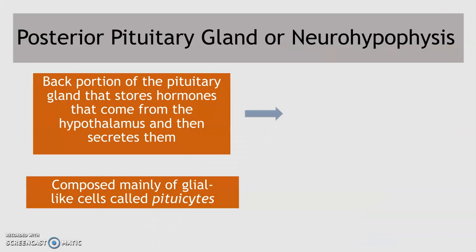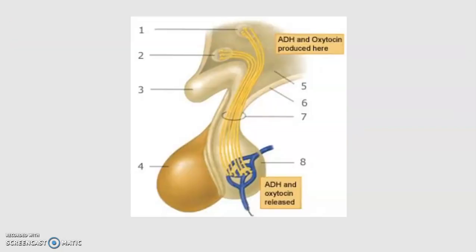So to start off, I'm gonna give you a little review of what this gland is. It's also called the neurohypophysis, and it's the back portion of the pituitary gland that stores hormones that come from the hypothalamus, and it then secretes them, so it doesn't actually produce them. These hormones are ADH, or antidiuretic hormone, also called vasopressin, and oxytocin.